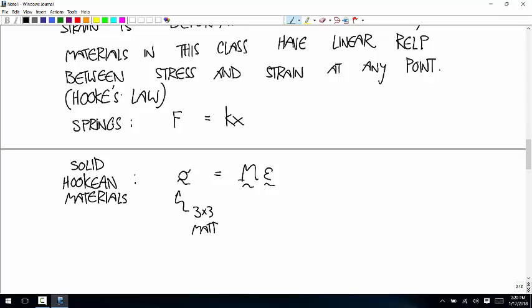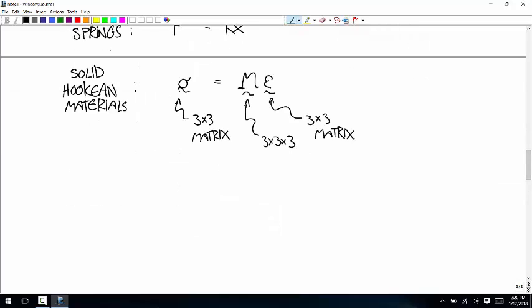This is a 3x3 matrix. And this is a 3x3x3 matrix. You don't want to deal with those. So we're going to instead represent this as a 6x1 vector multiplied by a 6x6 matrix multiplied by a 6x1 vector. But this is the basic idea, and it's the same as Hooke's law. It's just matrices and vectors instead of scalars.